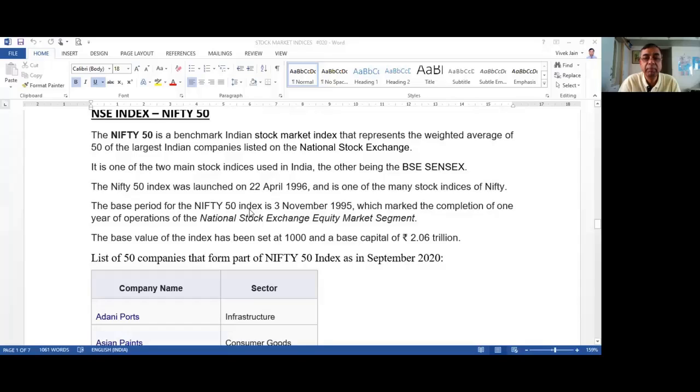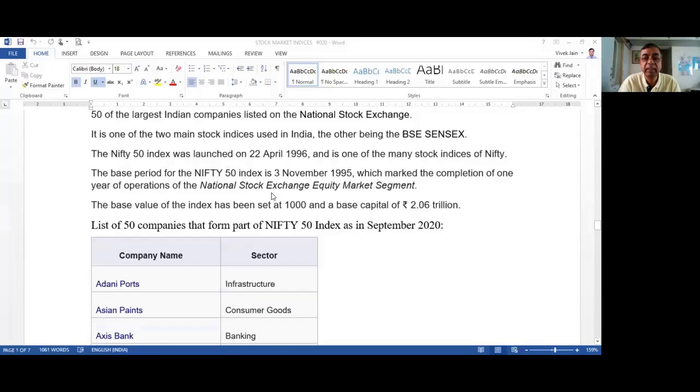This index and Bombay Stock Exchange Sensex are the two main stock indices used in India. As in India, many other regional stock exchanges which used to appear and prevail earlier, like in Kolkata, Rajkot, Ahmedabad, Delhi, Chennai, all of them gradually shut down because they were not necessary.